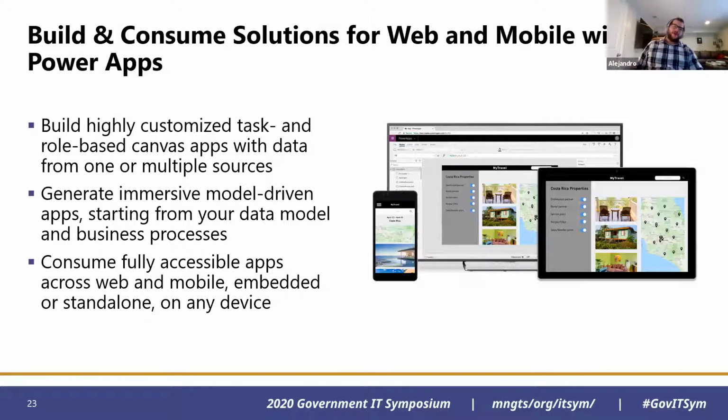So both Canvas and model-driven apps are accessible from the web and mobile, right? So you can work wherever you want, when you want. So don't think that one is actual mobile and one is not.